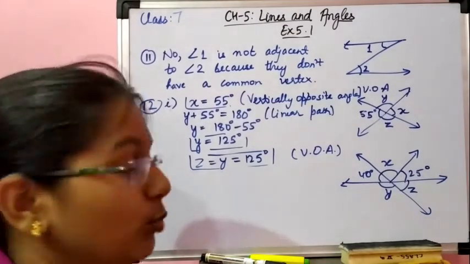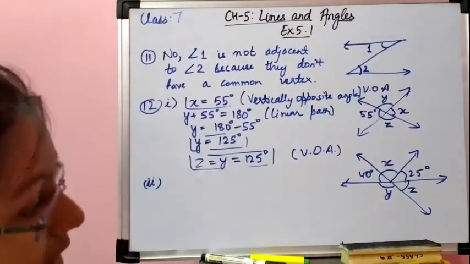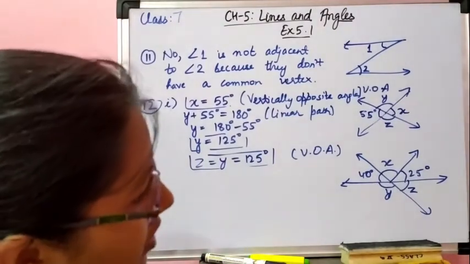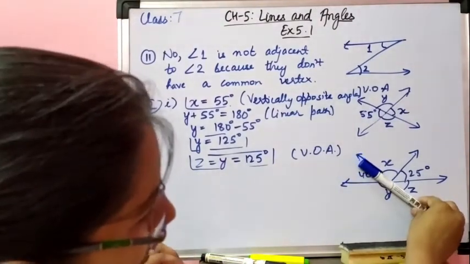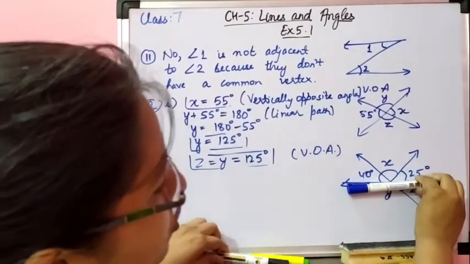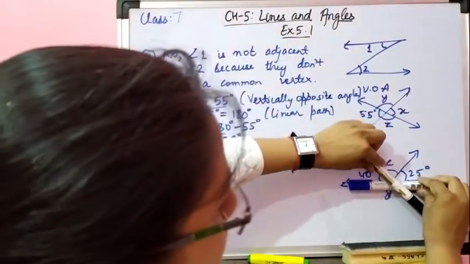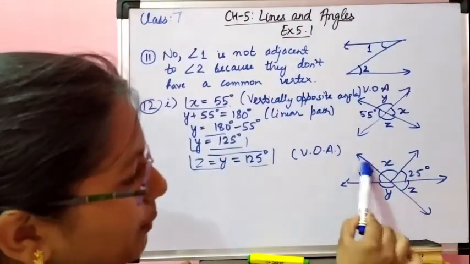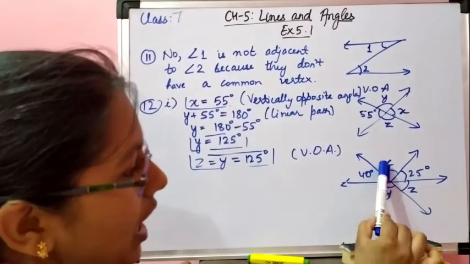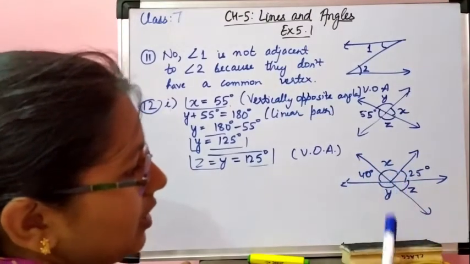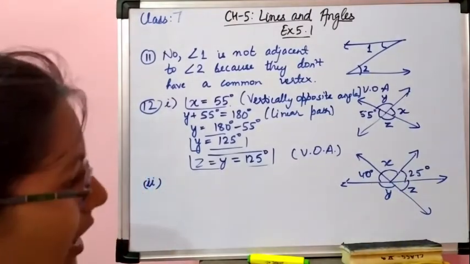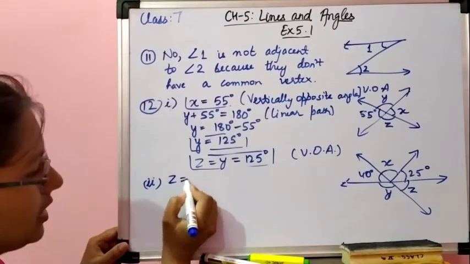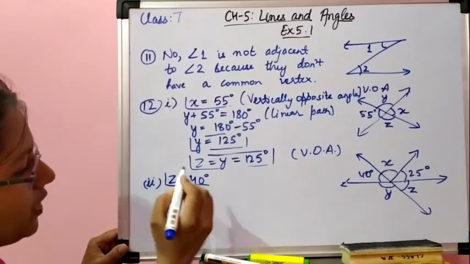So again we have only two methods, either linear pair or vertically opposite angle, because right now we don't know any other formula to find the value of these angles. So see, this is one line and this is another line. So these two lines are intersecting each other. So when these two lines are intersecting, they are a pair of vertically opposite angles, and this whole and this, they are also a pair of vertically opposite angles. So first of all we can easily find out the value of z. Z is equal to 40 degree.